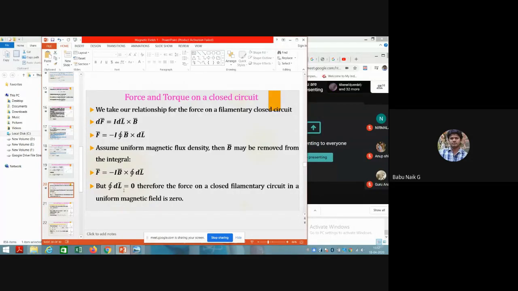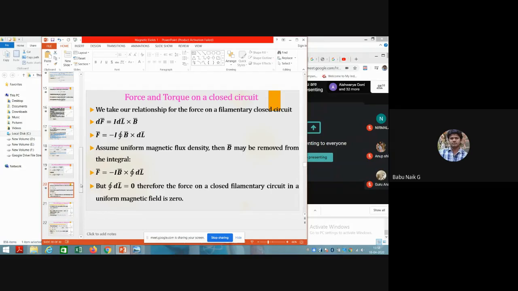So for the closed filament circuit with a uniform magnetic field, the closed line integral of dl is 0, which produces a uniform result. Then the force is completely 0 here, since we are considering it as a closed circuit.